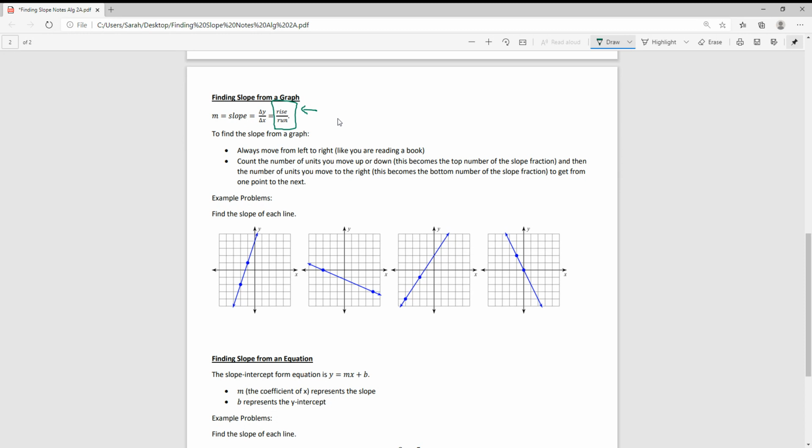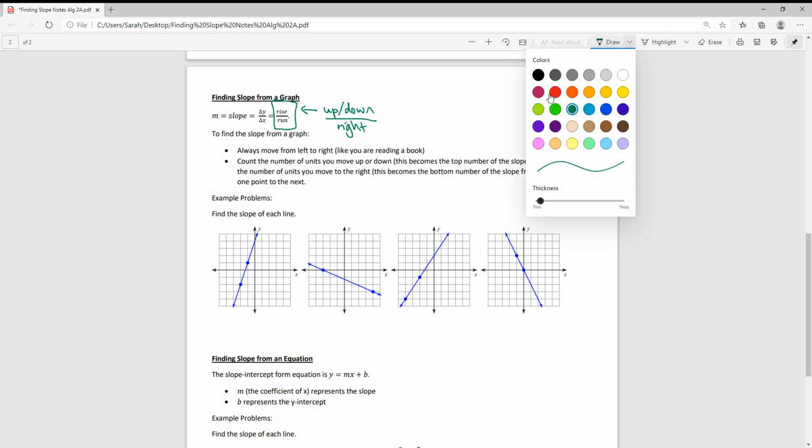Your rise, or the top number of your slope, is however you move up or down to get from one point to the next. Your run is how many you move to the right to get from one point to the next. So we always go left to right, like reading a book. If we go up, it's going to be a positive slope. If we go down, it's going to be a negative slope.